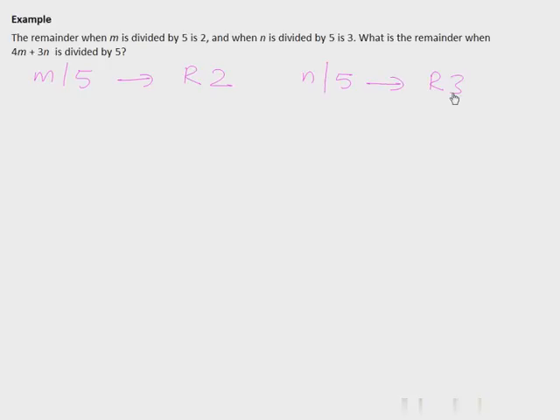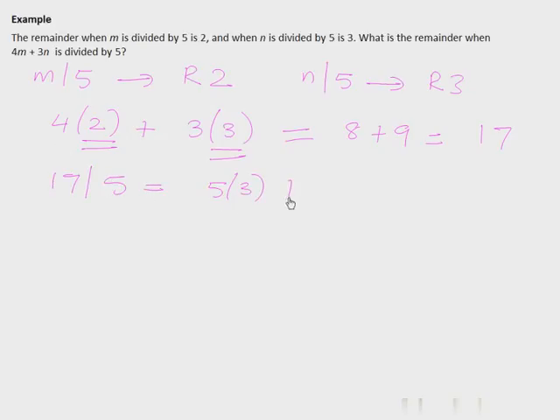So 4m plus 3n would give a remainder of 4 into 2 plus 3 into 3. This is the remainder of m, the remainder of n. So I've used the rule for multiplication and the rule for addition in one shot. And this number is 8 plus 9 equal to 17. Now I've got to cut 17 down to size. So 17 divided by 5 is 5 into 3 plus 2. So the final remainder is 2.